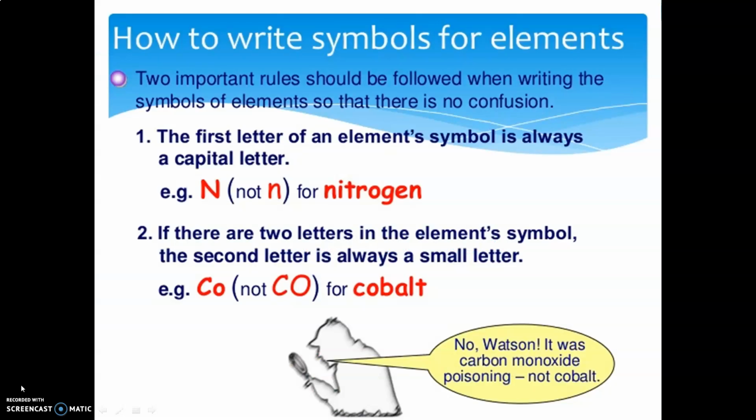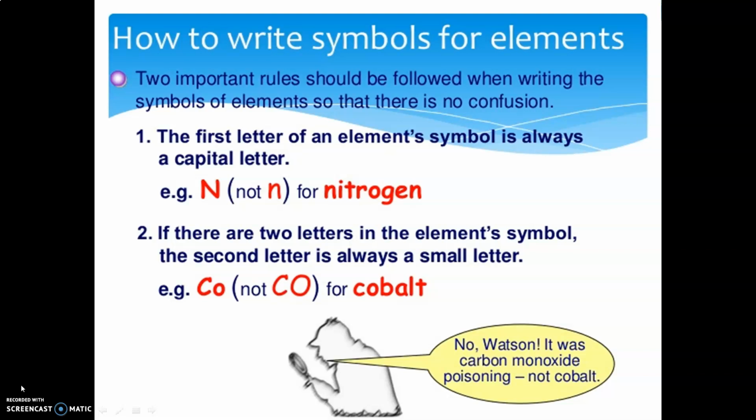Now, there are certain rules and regulations that you need to take care of while writing the names or the symbols of elements. The first rule says that each element is denoted by a symbol which is usually the first letter of its name in English or in Latin, always in capital letter. You can see the example in the slide. Capital N is for nitrogen, not small n, right?